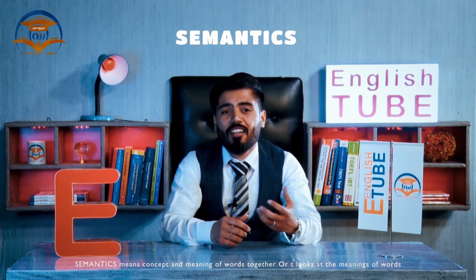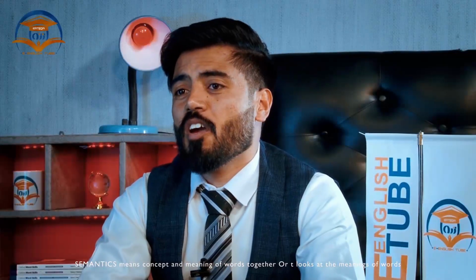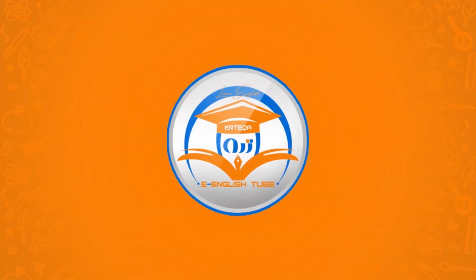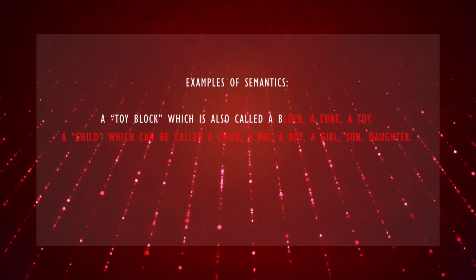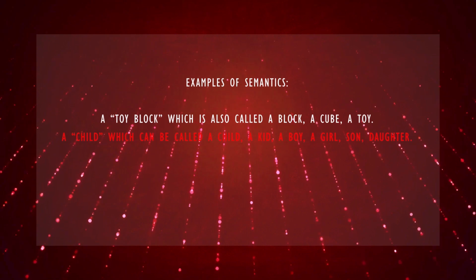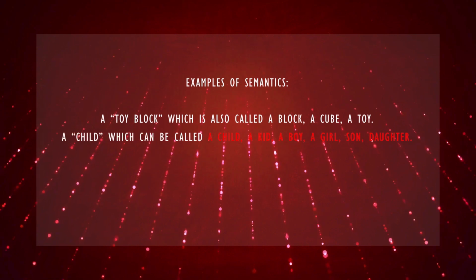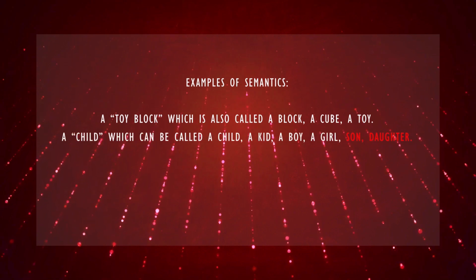Semantics means the concept and meaning of words together, or it looks at the meanings of words and the whole language overall. An example of semantics can be a toy block, which could be called a block, a cube, or a toy. Or another example could be a child, which could be called a child, kid, boy, girl, son, or daughter.